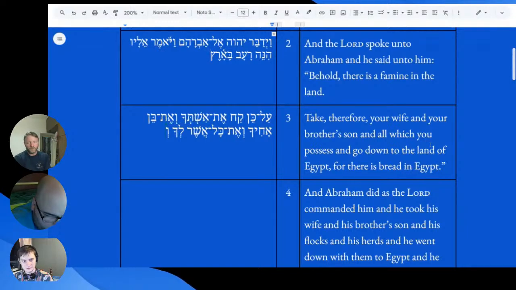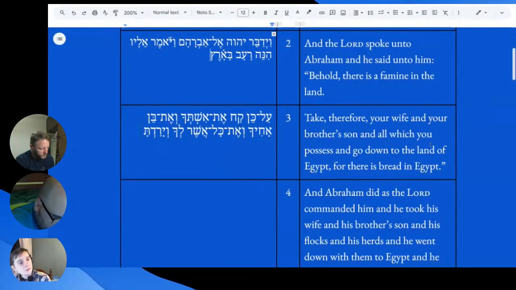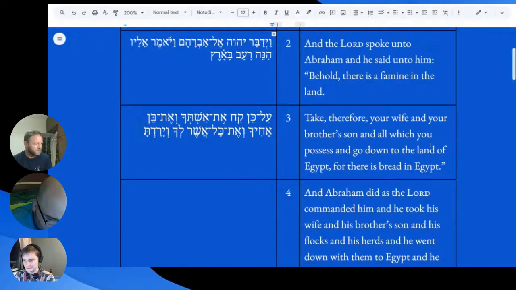קח את אשתך ואת בן אחיך ואת כל אשר לך, וירדת, or ורד. Or you could say vered as an imperative. Honestly, the reason I went with the vakatal is because I could probably read the imperative here, but I couldn't remember how to do it properly in my head. So I was like, let's go with the vakatal. That's easier to write. To the land of Egypt.